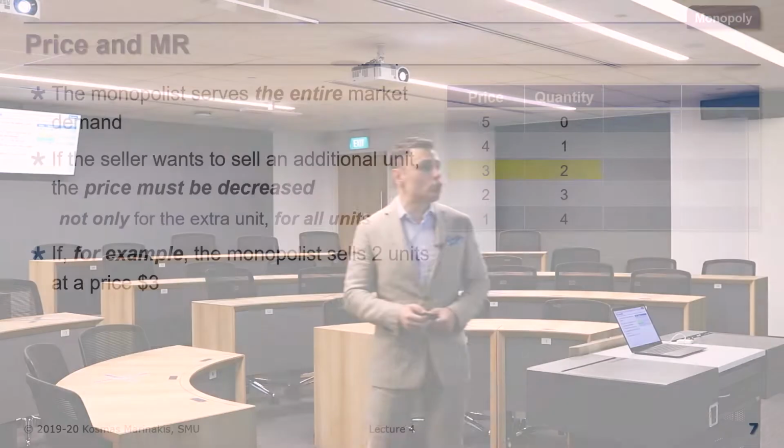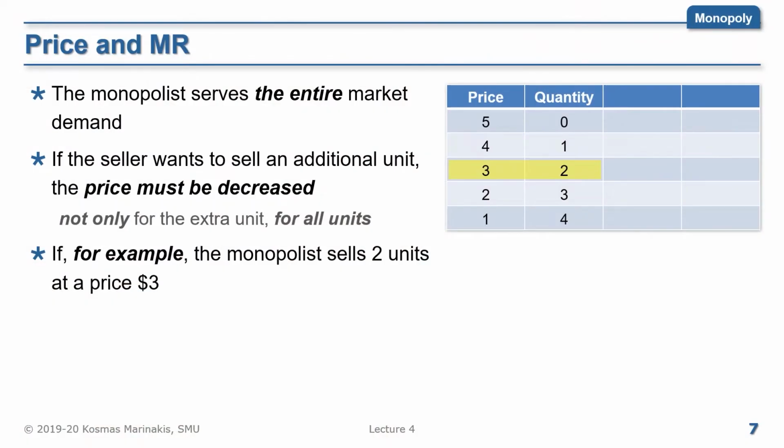Now, if this particular monopolist wanted to increase sales from 2 units to 3 units, he would have to decrease the price, and particularly from this demand matrix, we can see that he must decrease the price to $2 for this to happen.